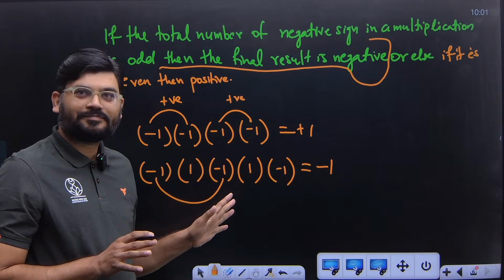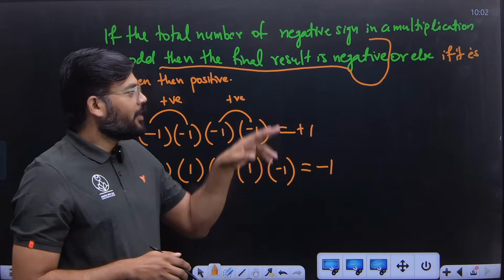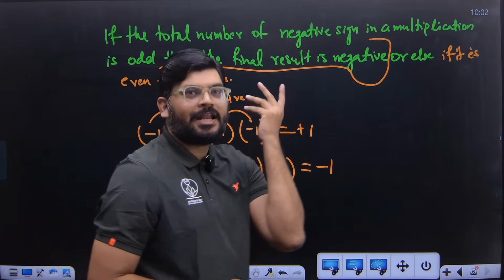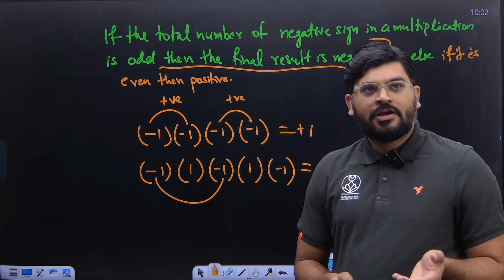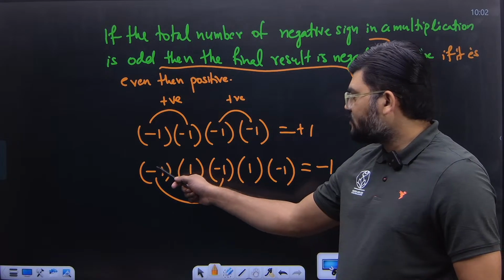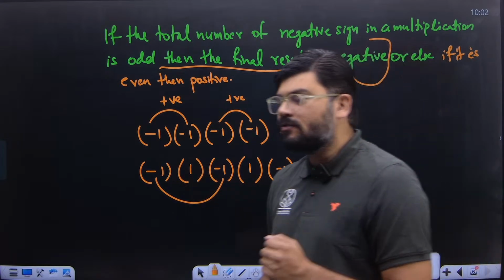Understood? Yes. So it depends on how many negative signs are there in the question. You can make the pair and find your answer, or you can count the number of negative signs. So 1, 2, 3. Let me ask you one more.